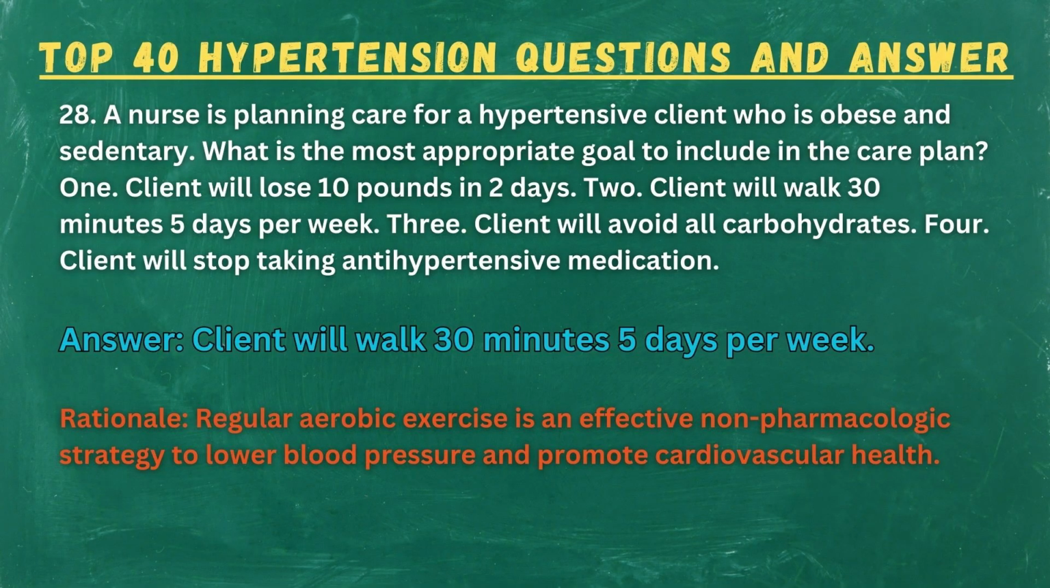28. A nurse is planning care for a hypertensive client who is obese and sedentary. What is the most appropriate goal to include in the care plan? 1. Client will lose 10 pounds in 2 days. 2. Client will walk 30 minutes, 5 days per week. 3. Client will avoid all carbohydrates. 4. Client will stop taking antihypertensive medication.